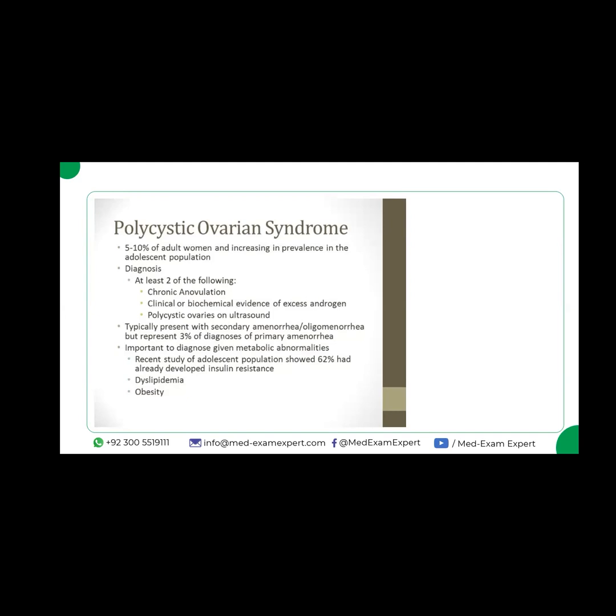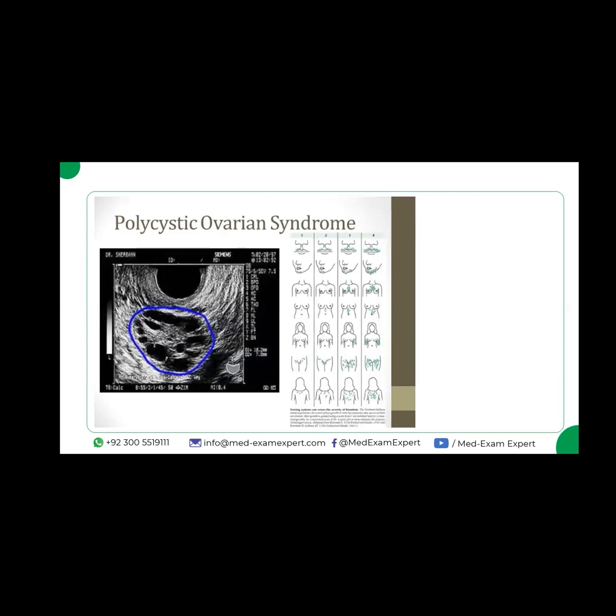These people typically present with secondary amenorrhea or oligomenorrhea. It is important to diagnose the metabolic abnormalities in these patients, as most of them have diabetes mellitus as well as sleep apnea syndrome. Recent studies have shown that 62% have already developed insulin resistance before the diagnosis is made. They also have dyslipidemia as well as associated obesity.